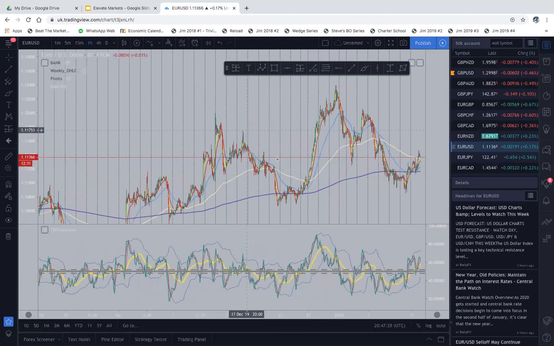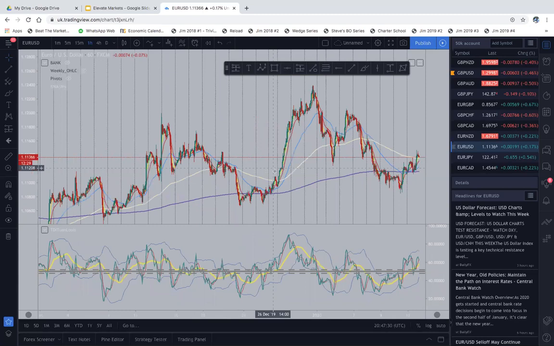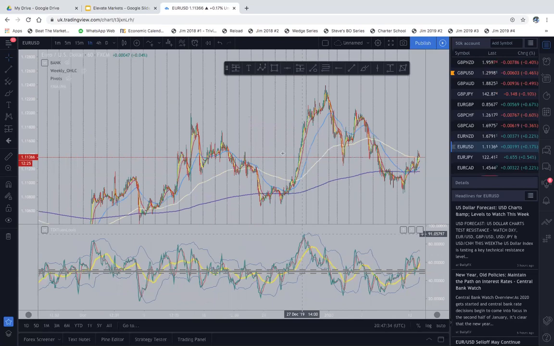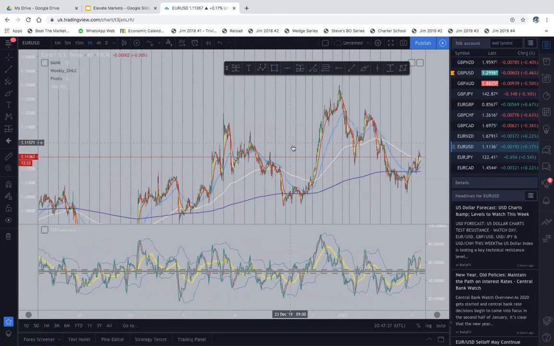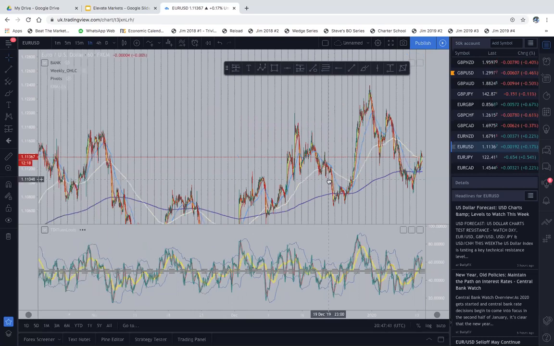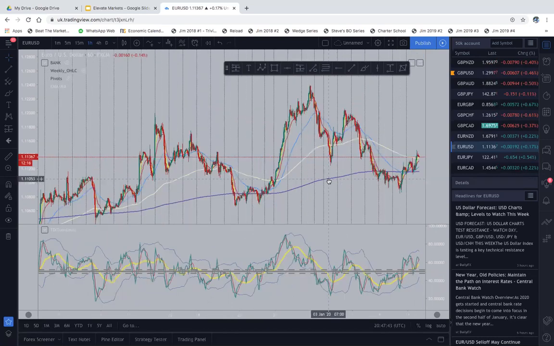No, it's still exactly the same level. Zooming in or zooming out doesn't change the position of the RSI. Oh, okay, it doesn't change. Yeah, it's still the same. All it does is make things much more squished together. Just compresses it. Okay, awesome.